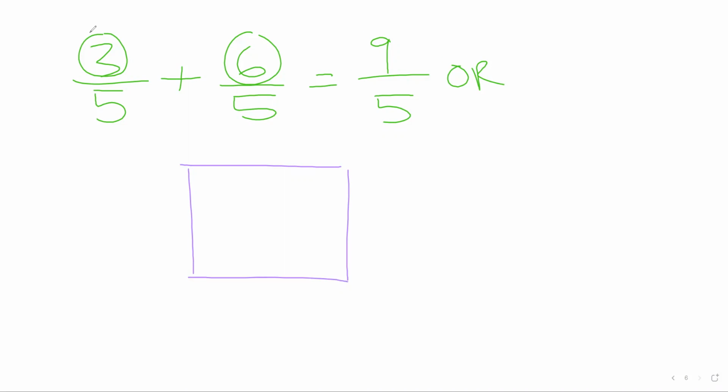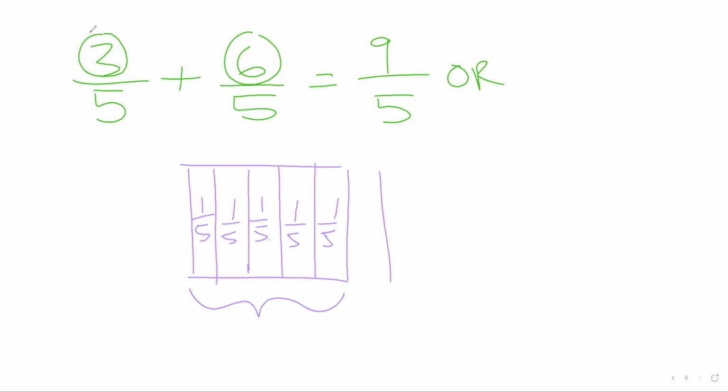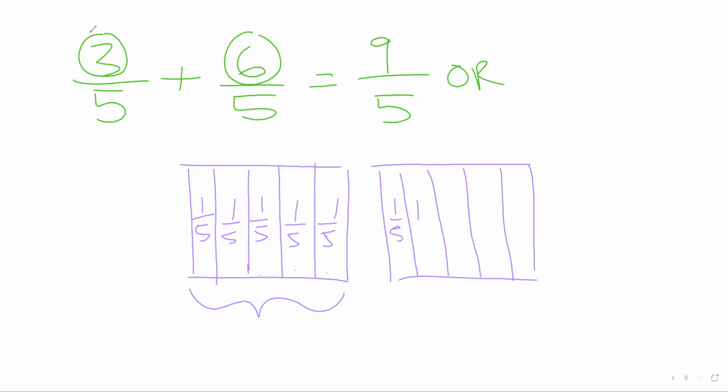So I would have 1, 2, 3, 4, 5 pieces. So here's a fifth. I need to shade in 9 of them. Here, I'll even label each one like a tape diagram. Okay, now I know there's only 5 here. So I'm actually going to make another one, because this is only 1, 2, 3, 4, 5, and I need 9. So here's my next model.